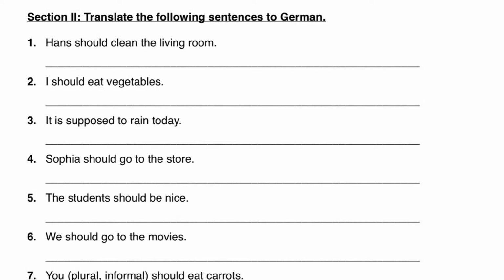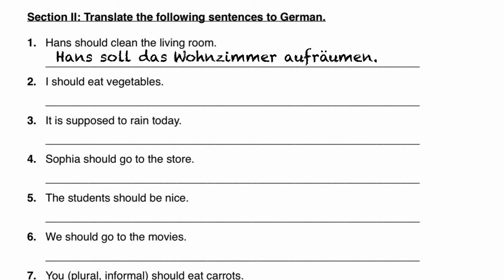The word to clean, the one that I'm going to use anyway, is aufräumen, which is to clean up. In this case, we're going to have to shove it to the end of the sentence because we have soll in the sentence, and then we're going to have to put in the direct object, the living room, with das Wohnzimmer, in between the modal auxiliary and the infinitive at the end of the sentence. So our full sentence ends up reading out as Hans soll das Wohnzimmer aufräumen. Hans should clean the living room.